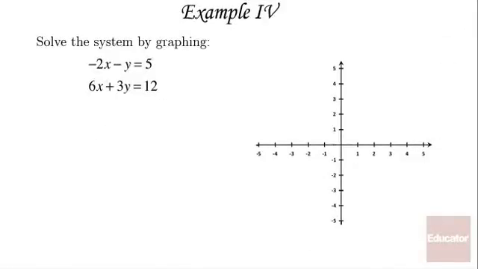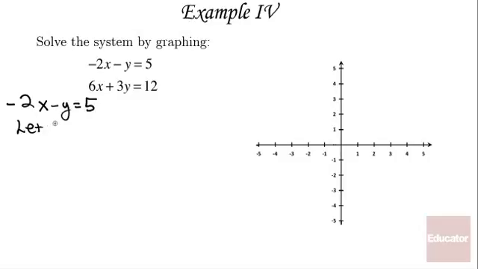For our last example, we're going to solve the following system by graphing: minus 2x minus y equals 5 and 6x plus 3y equals 12. As usual, I need to find some points. Starting out with the top equation, minus 2x minus y equals 5.